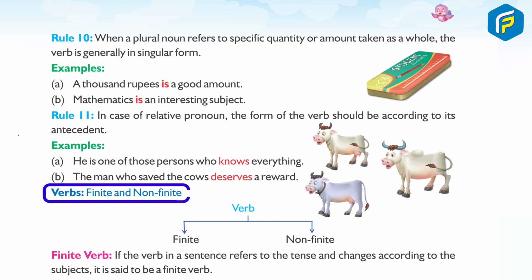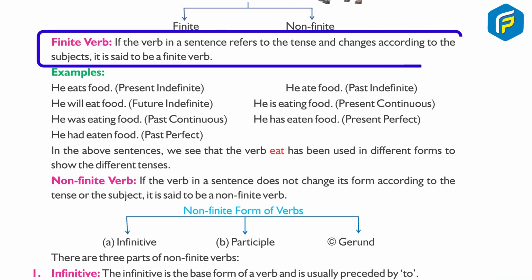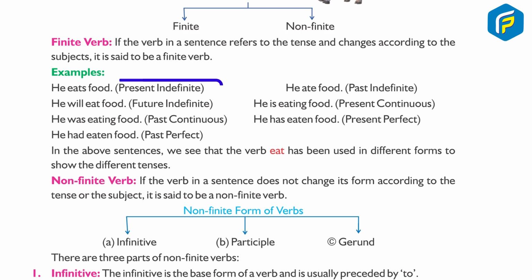Verb: finite and non-finite. Finite verb: if the verb in a sentence refers to the tense and changes according to the subject, it is said to be a finite verb. Example: He eats food, present indefinite. He ate food, past indefinite. He will eat food, future indefinite.